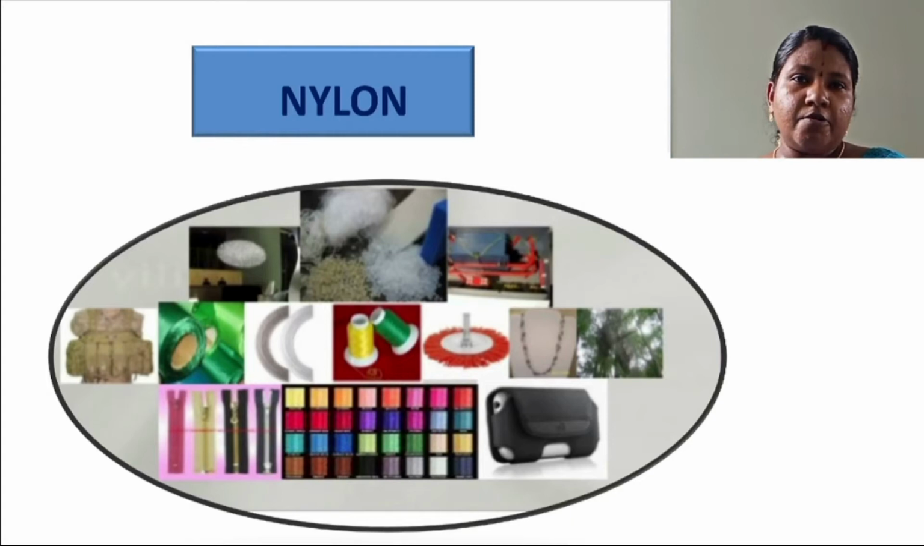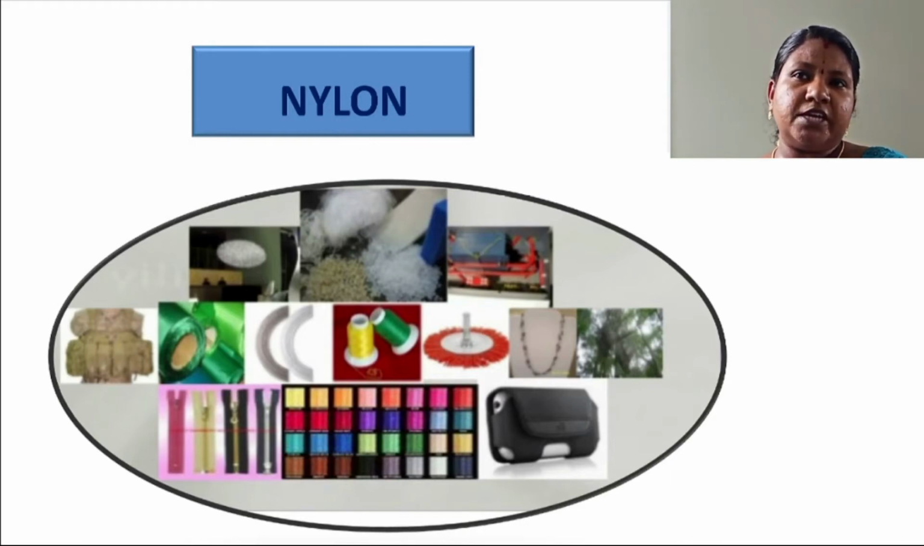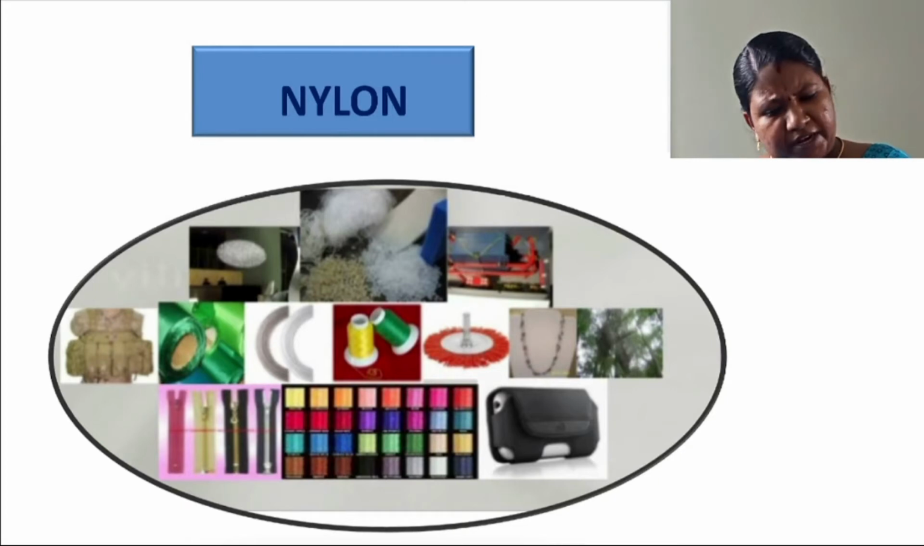Now, we are going to see the characteristics, preparation and uses of 2 synthetic fibers. First, we will start with nylon. Nylon. We are well familiar with this synthetic fiber. Where do you see it? Many places we would have seen this without recognizing that it is nylon. Ropes which we use for drying clothes at home, suitcases and many things are made up of nylon.